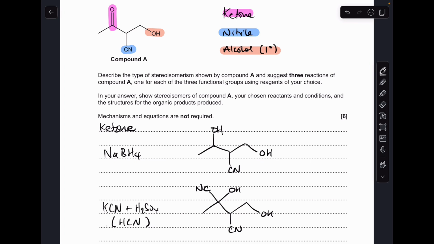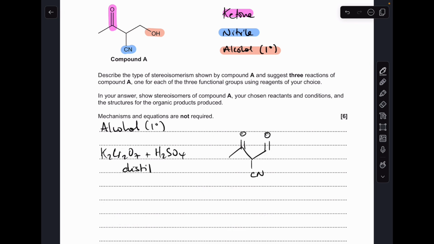Alternatively, you could have reacted it with a mixture of KCN or NaCN in acid, so I've gone for sulfuric acid. You could even just react with HCN, and you can see that the ketone functional group has been turned into a hydroxynitrile group.